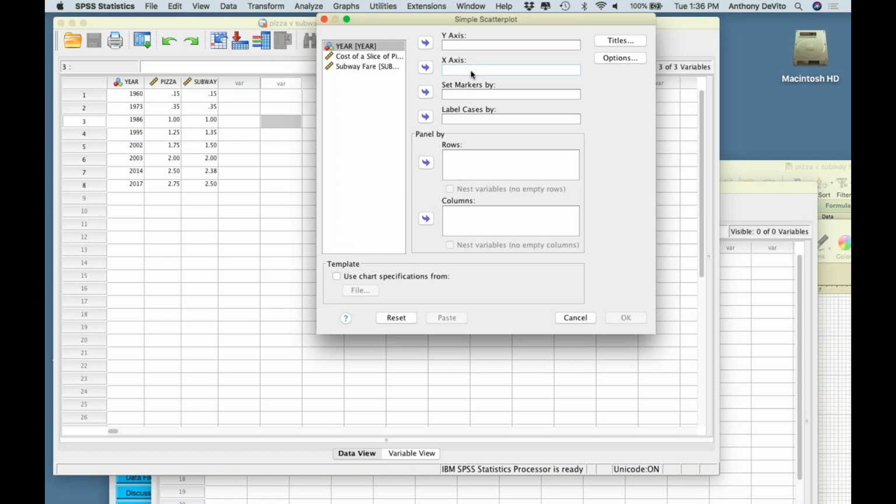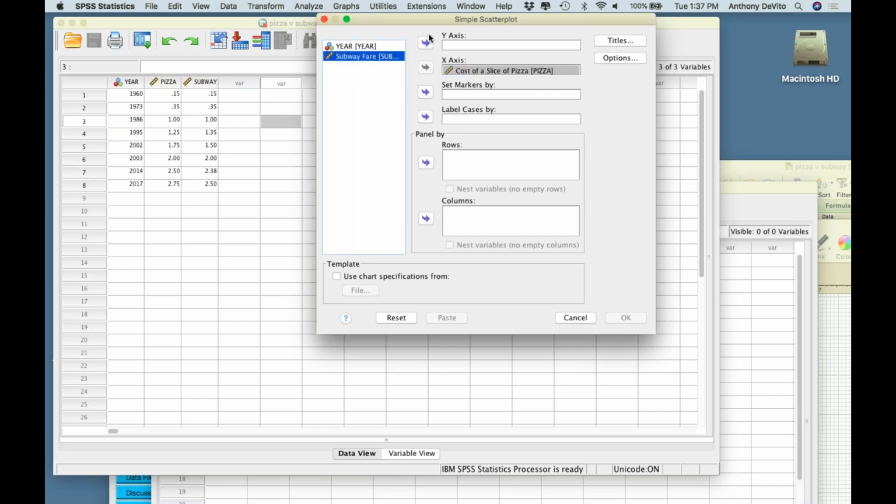However, just for practice, let's say that the MTA orders out for lunch once a year when they have their big meeting on whether to raise the fare or not. And depending on what the pizza costs at that lunch is what determines the fare for the coming year, right? That may not be so far from the truth. So I'm going to put the slice of pizza into the x-axis. That's my independent variable, right?